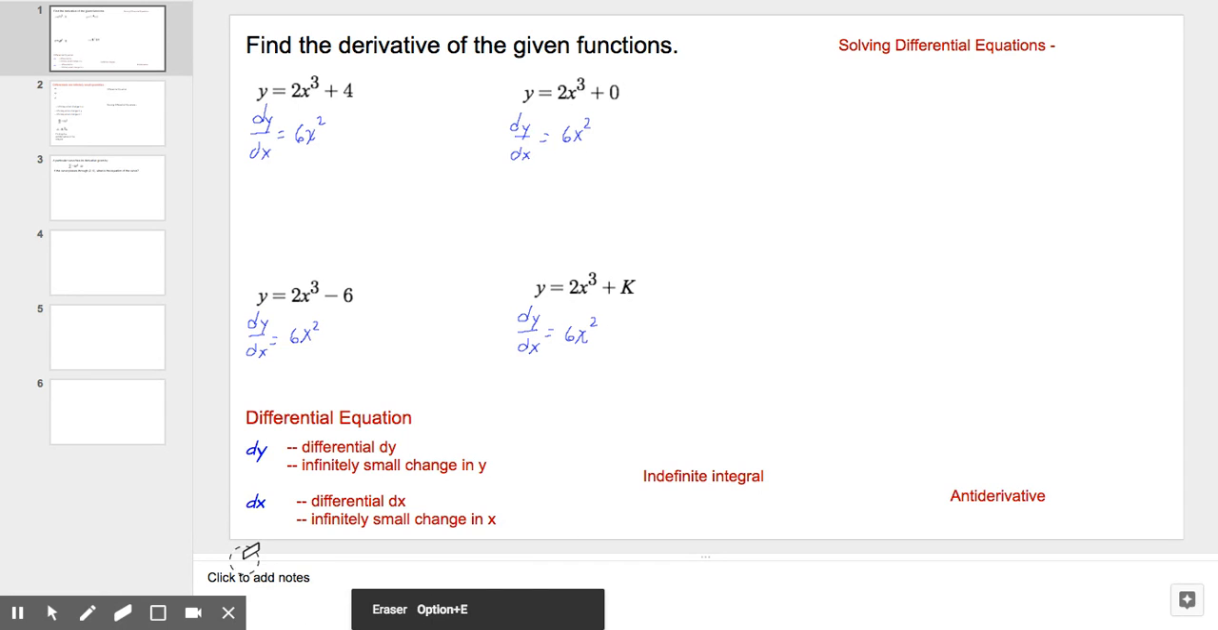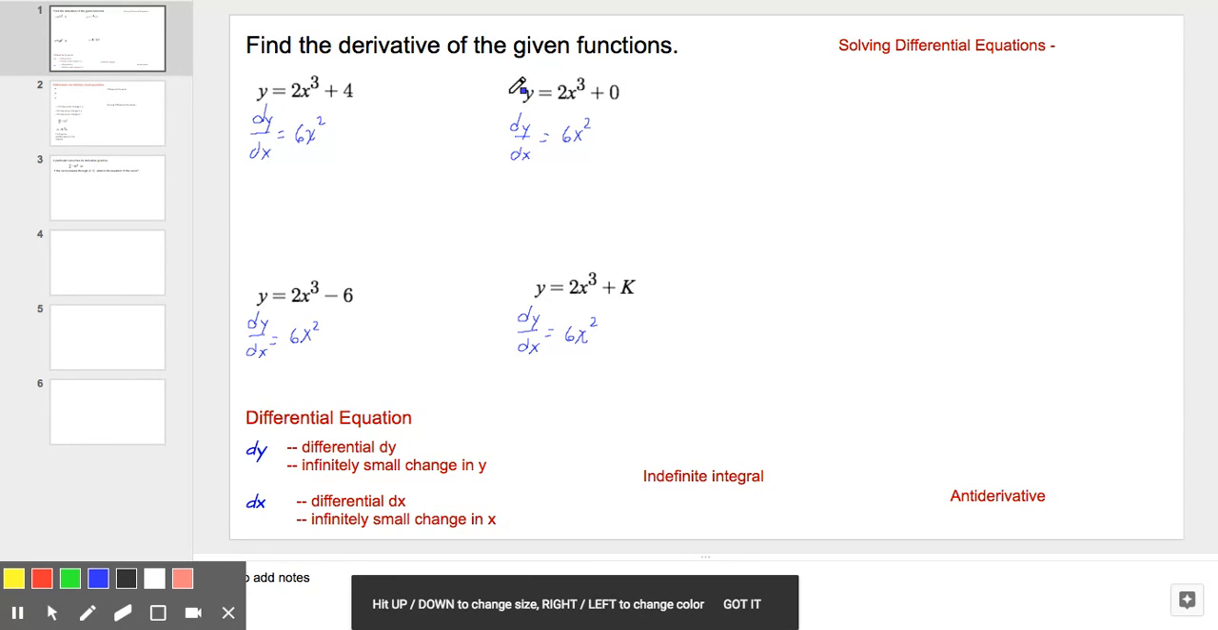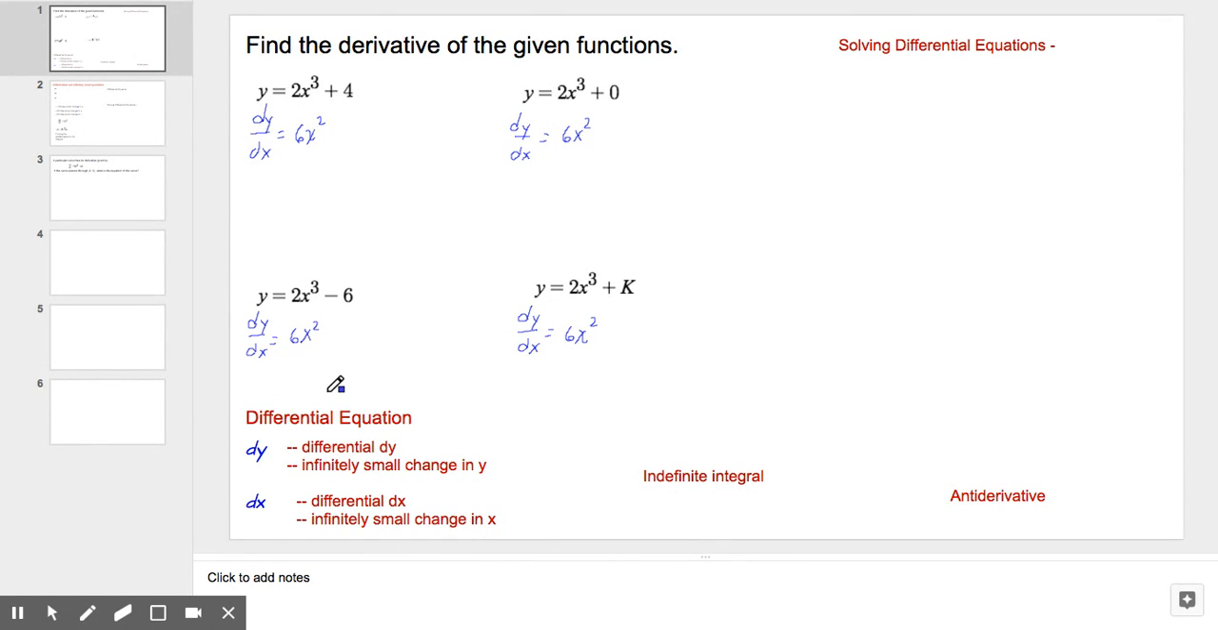So, all right, what do we notice here? First, we see that the 4 functions that we derived are actually different functions. They will give us different graphs. But we notice that their derivatives are all the same. So this tells us that the derivative 6x squared is the derivative of infinitely many functions. So these are not the only functions whose derivative is 6x squared.